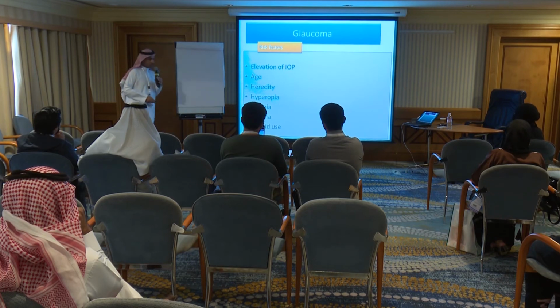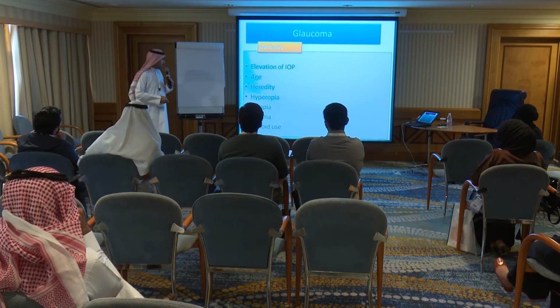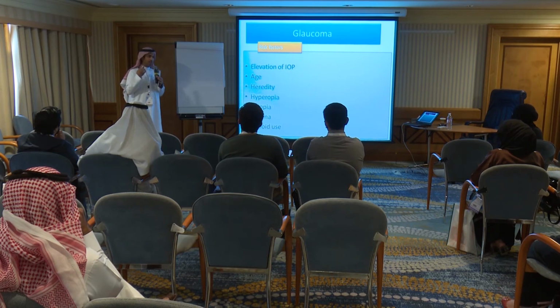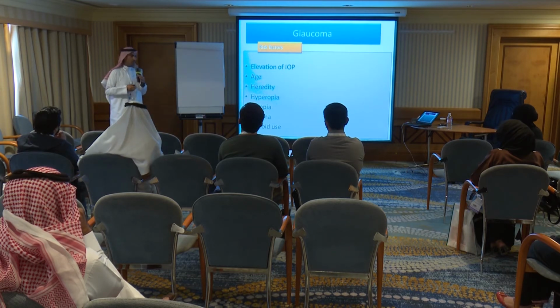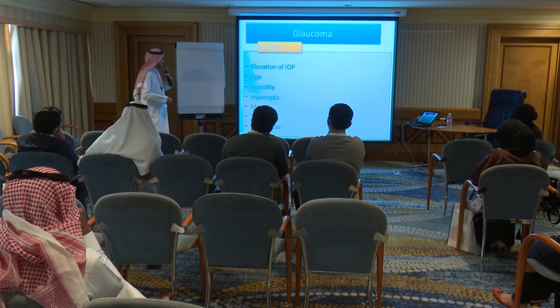Who is at more risk to develop glaucoma? Of course, as we mentioned, IOP is the first trigger. Age also. When we get older, we are at more risk to develop glaucoma. Heredity: if one member of the family, especially first degree, has glaucoma, we are more prone to develop glaucoma.